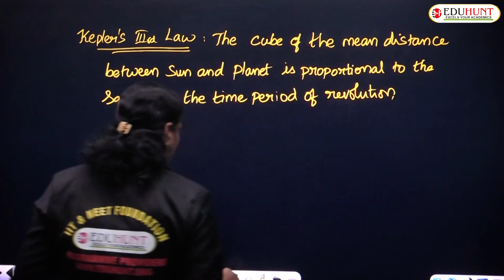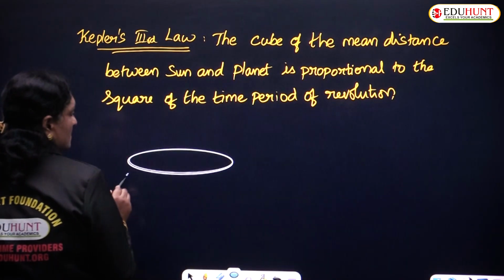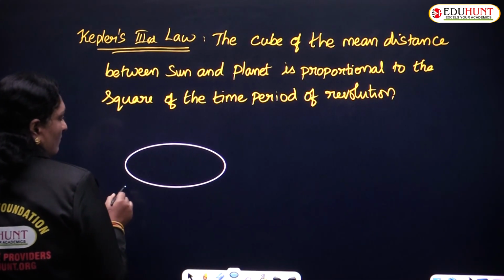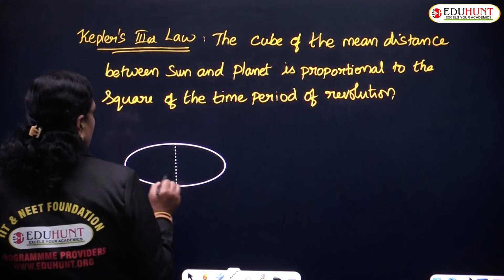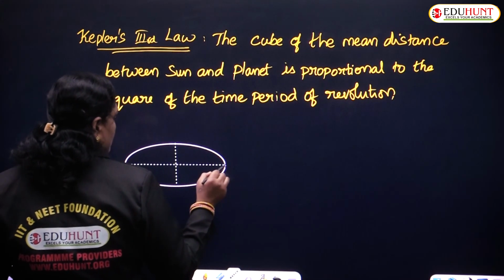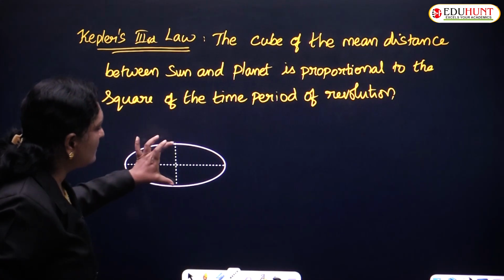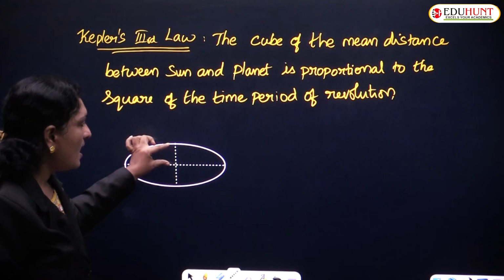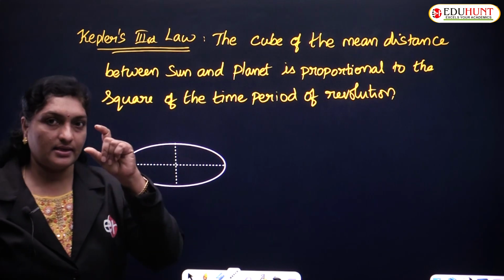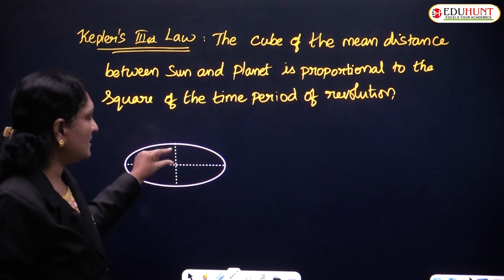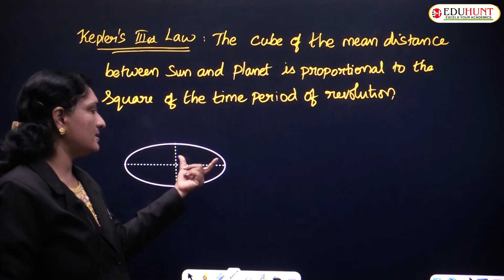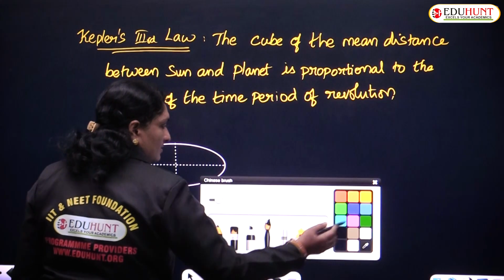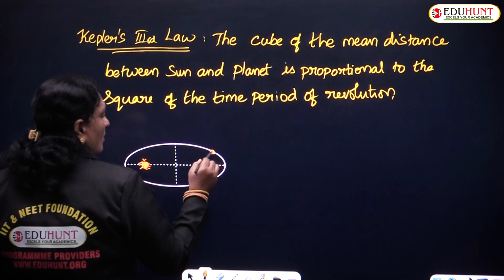So let us try to understand this carefully. This is your elliptical path through which the planet may revolve around the sun, with a minor axis and a major axis. Children, remember the total line segment is called the minor axis, and this is called the major axis. Half portion, like for a circle we consider half of the diameter as radius, is called the semi-minor axis and semi-major axis. So here we have the sun and here you have your planet.